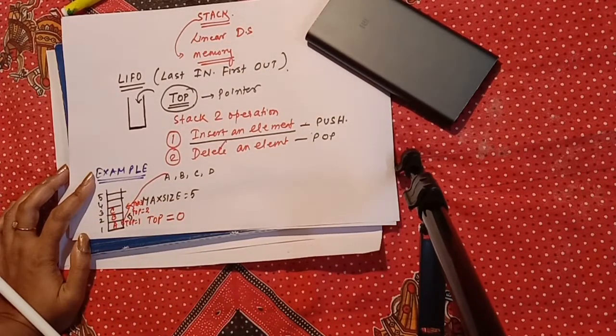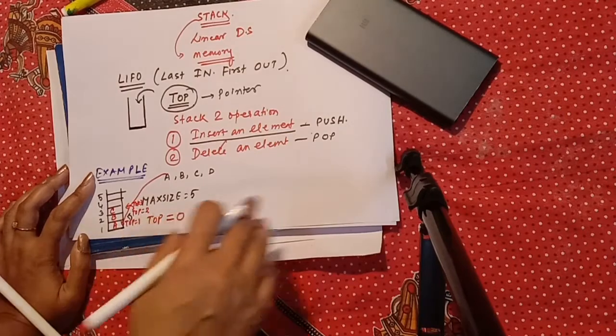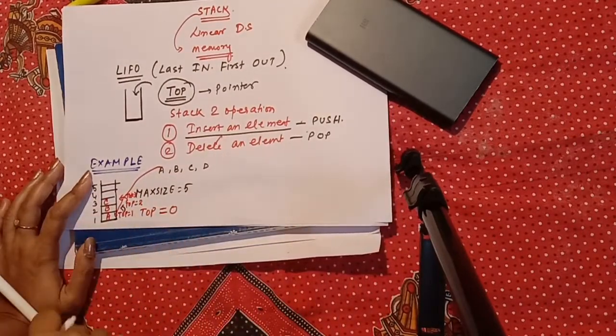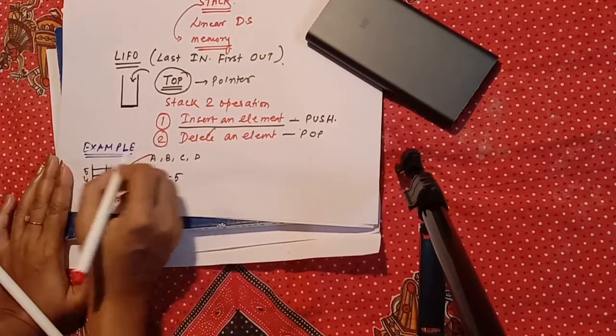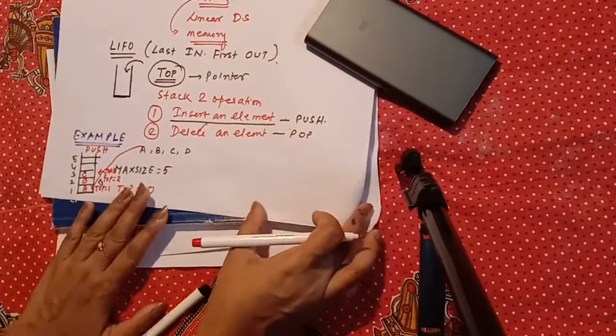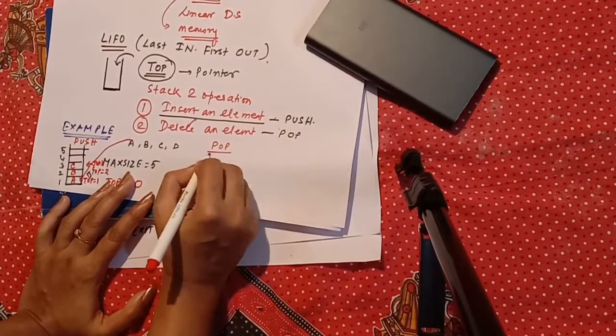Like this we keep on inserting elements until we reach the max size. Once we reach the max size, there is no space in the stack, so we cannot insert any element. This was an example of a push operation, that is how to insert an element in the stack. Now let us see an example for pop.